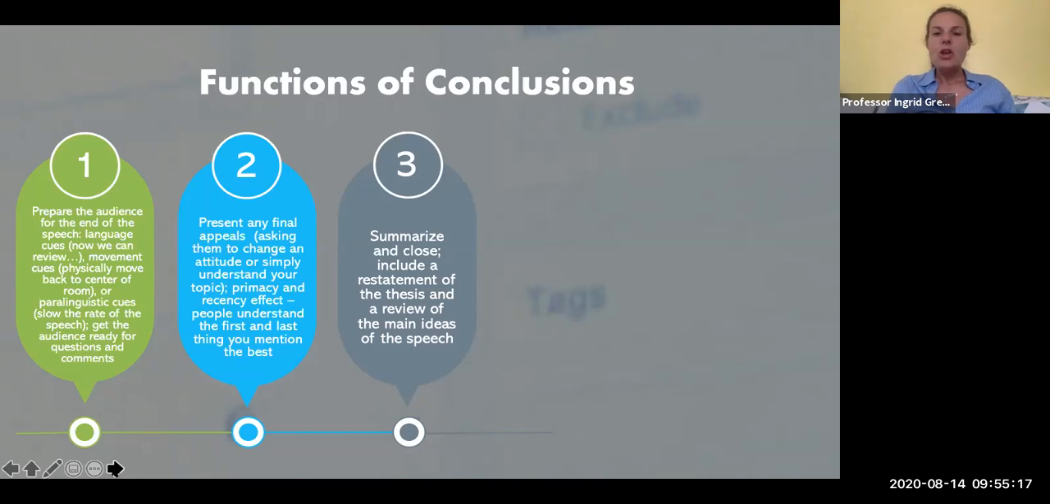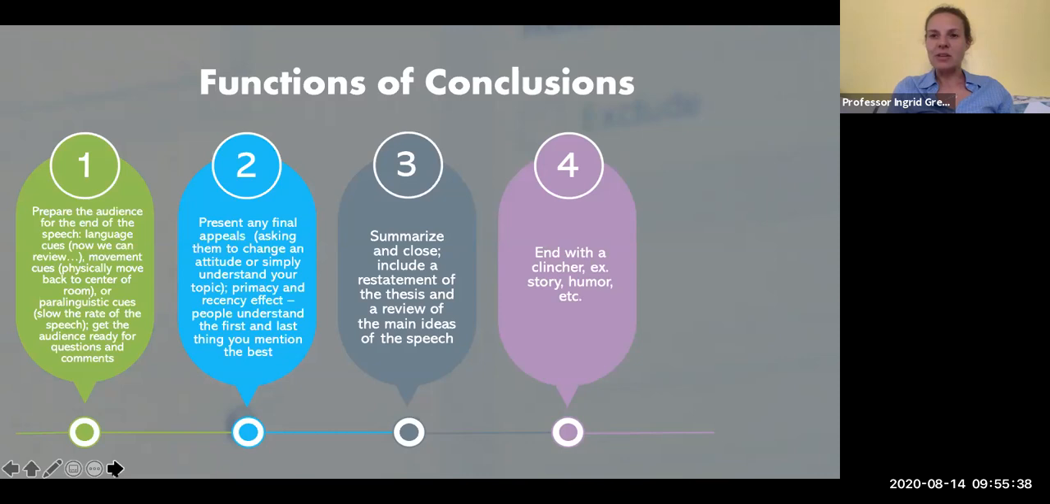So now the third function of the conclusion is to summarize and close, include a restatement of the thesis and a review of the main ideas of the speech. And we want to end always with a clincher, for example, a story, a piece of humor, any one of those items that we talked about in the introduction.